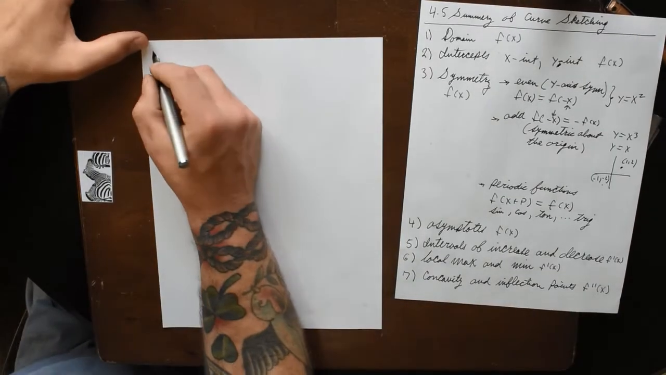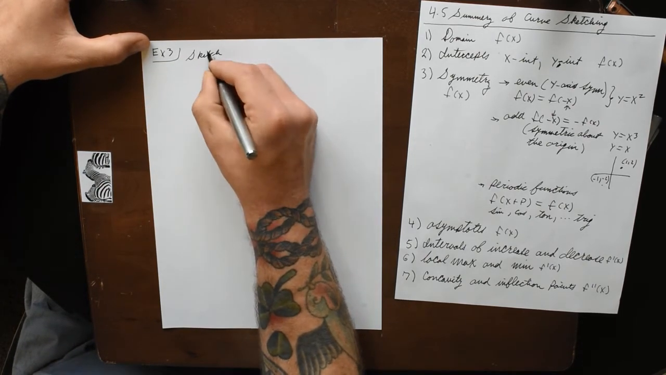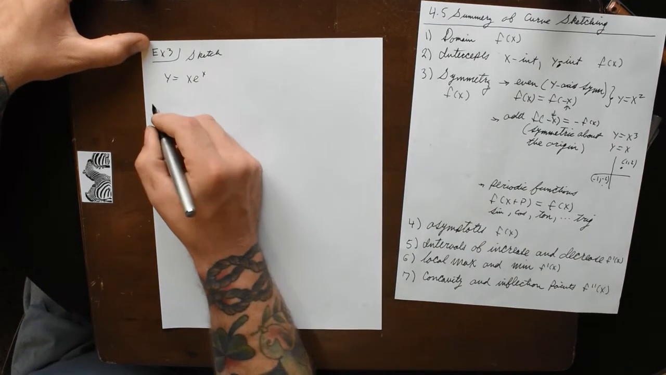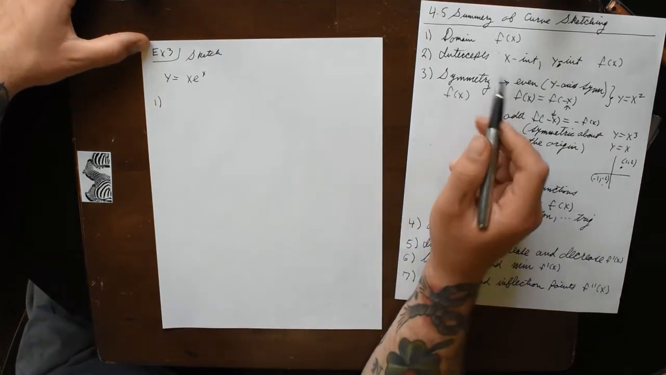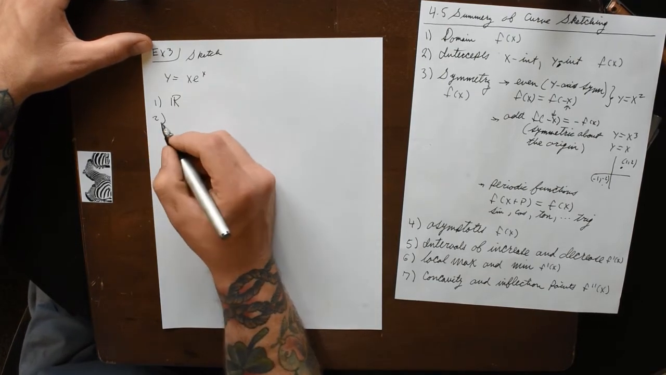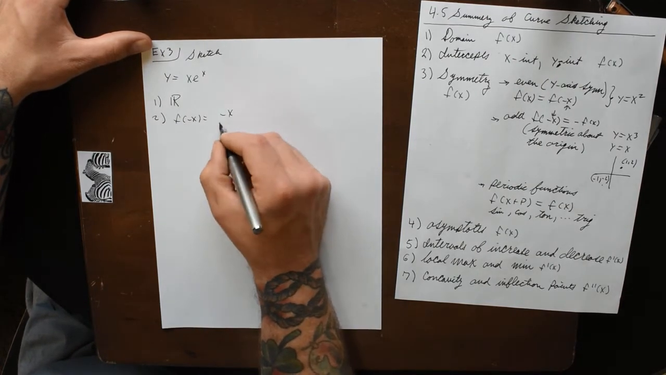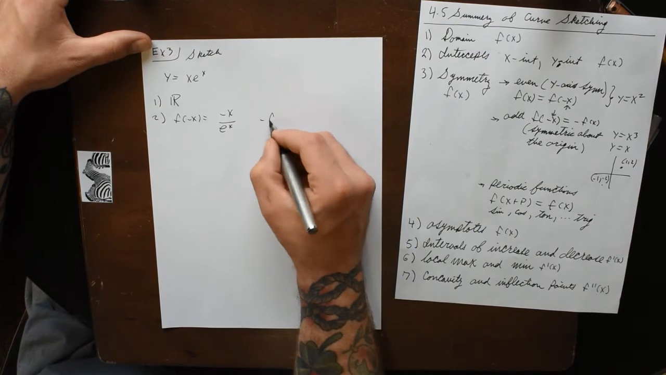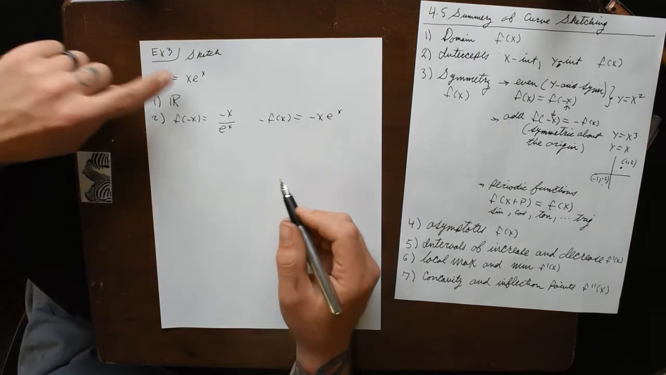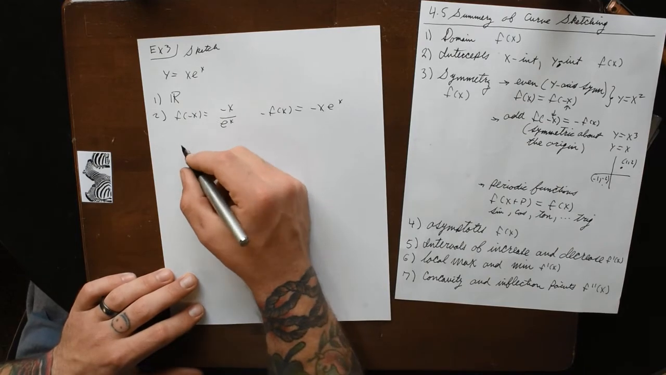So for example 3, let's sketch y is equal to x e to the x. So the first thing is our domain. Our domain for x e to the x is going to be all real numbers. 2, for symmetry, f of negative x is equal to negative x over e to the x. Negative f of x is equal to negative x e to the x. And just f of x is x e to the x. None of these three match each other, so we have no symmetry.